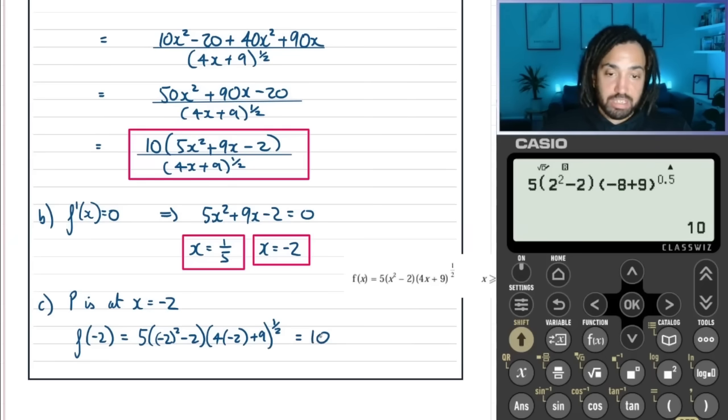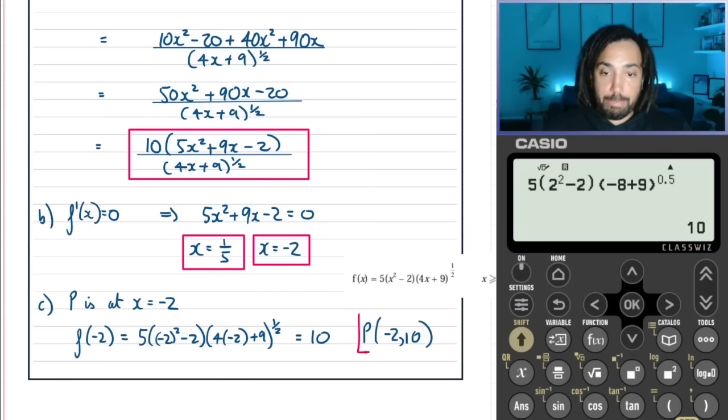Okay, plop that in the calculator, and we got 10, which means that P is at the coordinates minus 2, 10. Perfect.